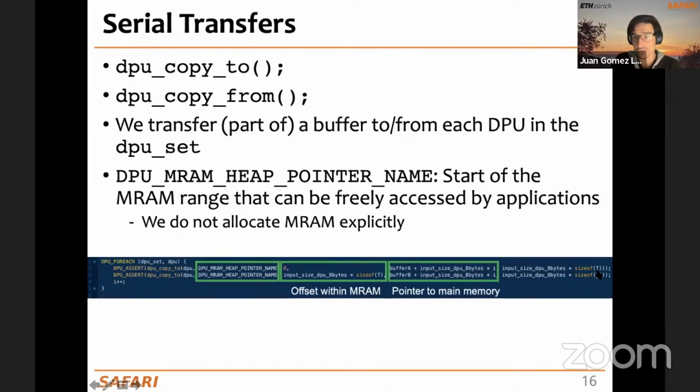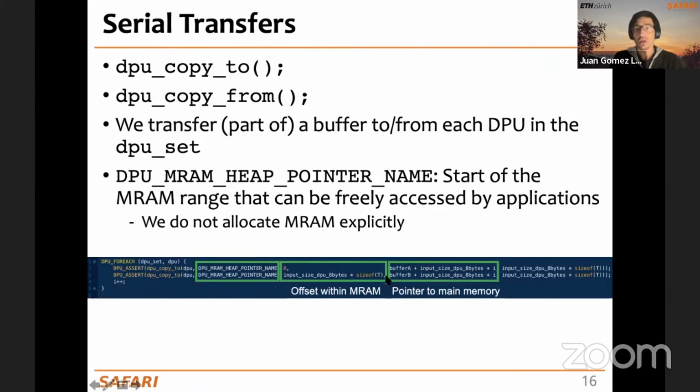And finally, this is the transfer size. So with these two instructions here, what we are doing is copying these two buffers pointed by either this pointer here or this other pointer here. The size of the buffers is given on this input argument of the API, and the offset within MRAM where we are going to store these buffers is either 0 or this number here.